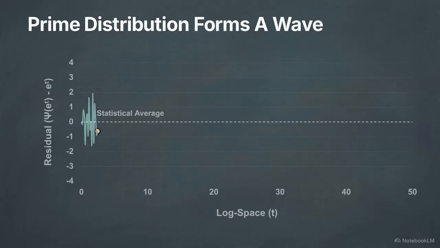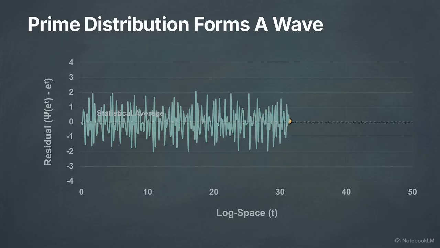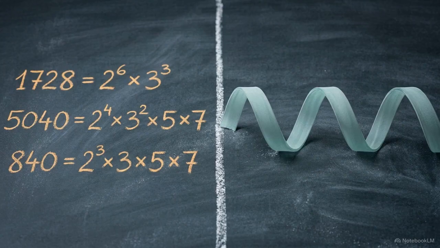In log space, we stop counting individual primes, instead measuring this oscillating wave, tracking exactly where the count runs ahead of or behind the statistical average. This continuous fluctuation is the raw signal we analyze for hidden structure. Focusing on these fluctuations moves the problem out of pure number theory and into the analytical domain of signal processing.